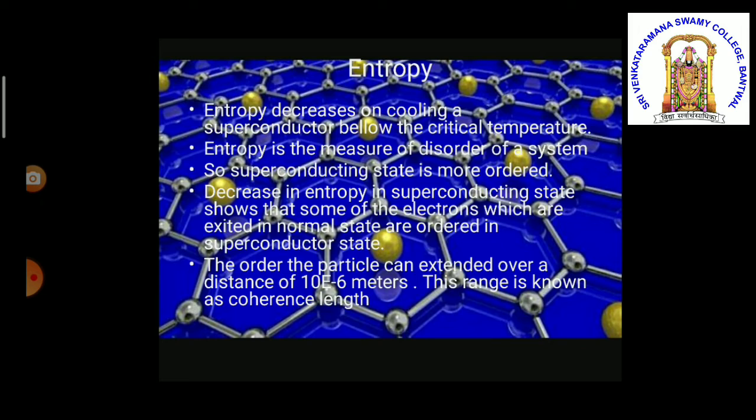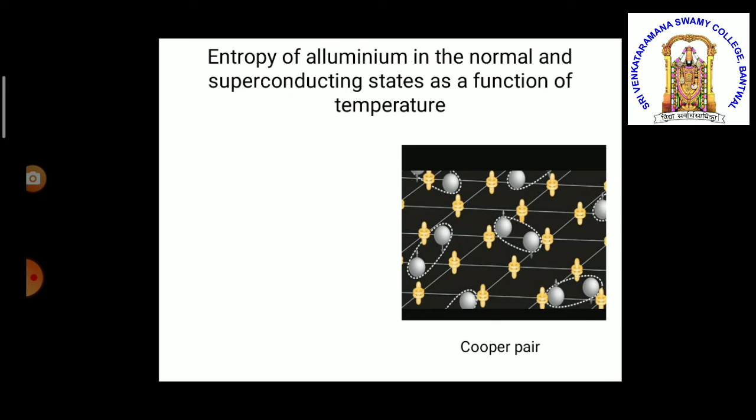Then the distance between the electrons is found to be of the order of 10 to the power minus 6 meter, and this range is called the coherence length. Here you can see a Cooper pair. So two electrons are bound. This is called a Cooper pair, and they move under the critical temperature in a particular direction, so that entropy also decreases.